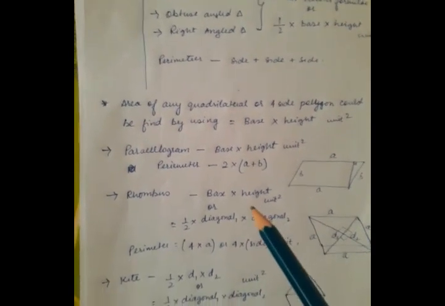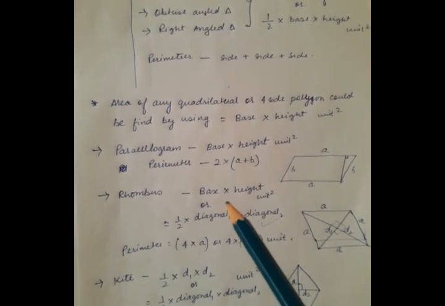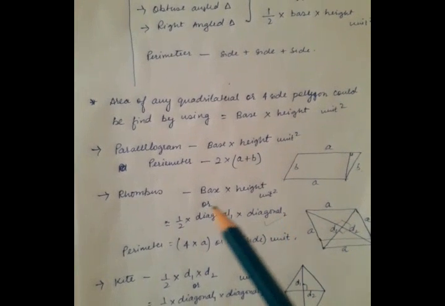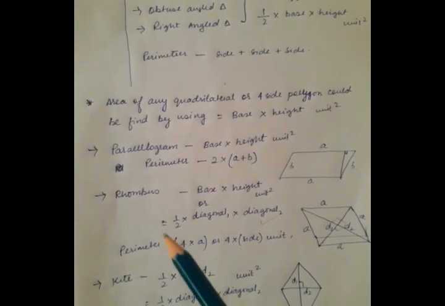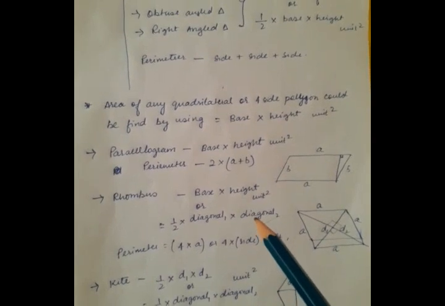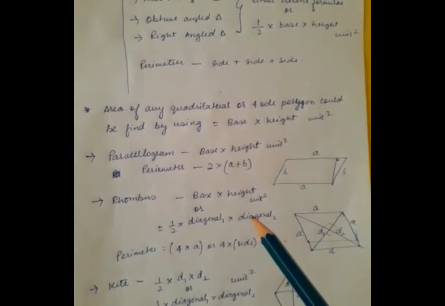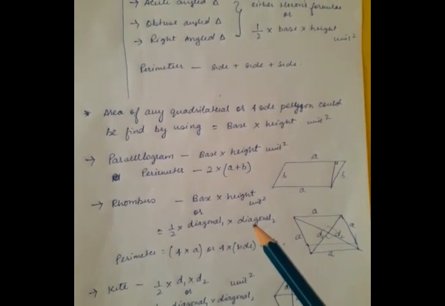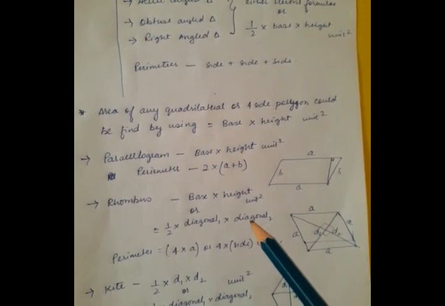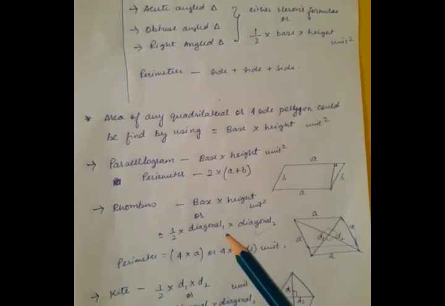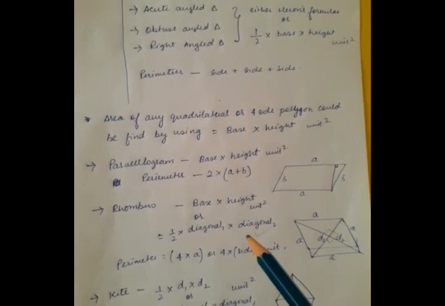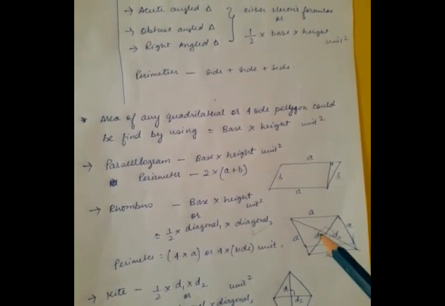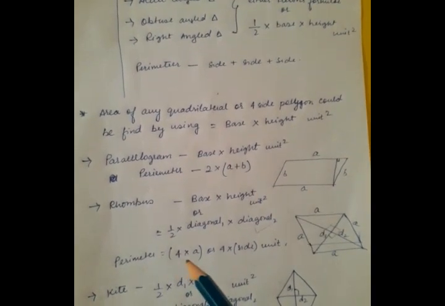So let's move on to the rhombus, which is also a parallelogram, and the universal formula is base into height. But there is an additional formula, half into diagonal 1 into diagonal 2. Let us be clear that the rhombus doesn't have equal diagonals. They are different. In a square the diagonals are equal, but in a rhombus the diagonals are not equal, so keep this in mind. Also the diagonals of a rhombus bisect each other at 90 degrees. And the perimeter is the same, 4 into side.